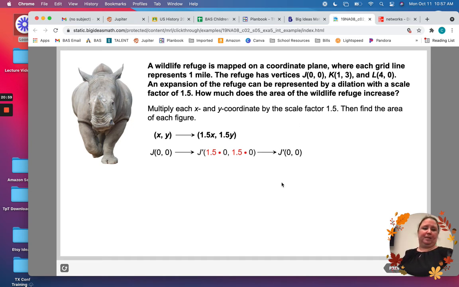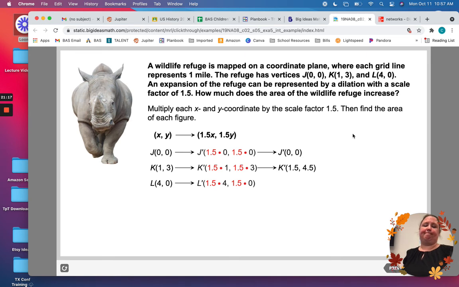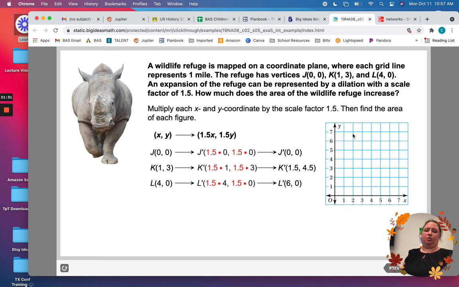Didn't change at all. K, multiply both by 1.5, and you get 1.5, 4.5. Are you writing this in your journal? At least you're listening. And L, multiply both times 1.5, and you get 6 and 0. Very good. So it's asking, how much does the area of the wildlife refuge increase? So everybody got this?